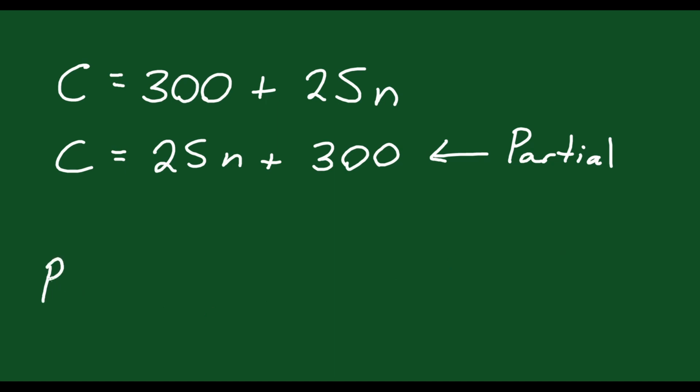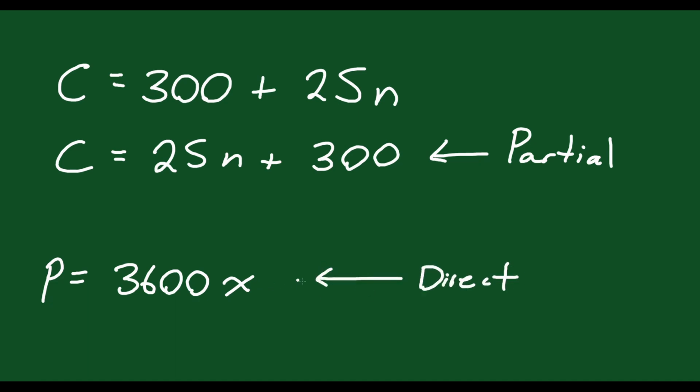But if you have something like p equals, say, 3,600 times x, well, this is a direct variation because there's no additional term like up here that we add on. That's just a number. That term isn't there. So this is just a direct variation.